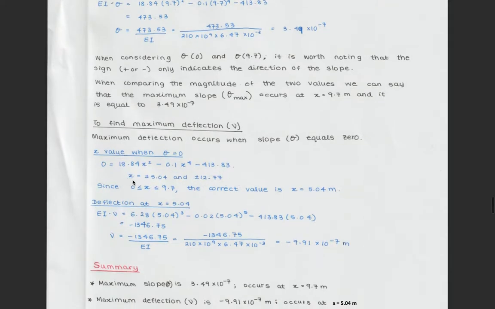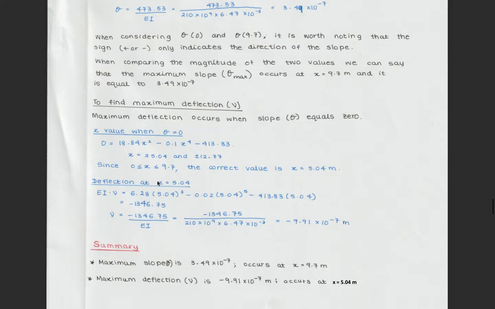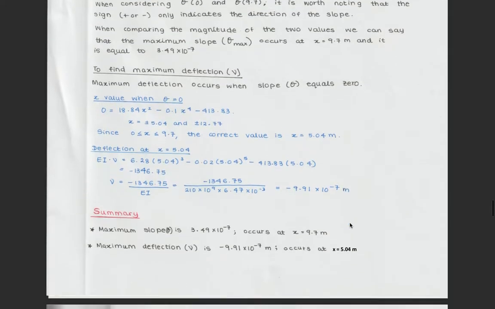Now we have to keep in mind that x is between 0 and 9.7, and so from those four values we've decided that the correct value is 5.04, as that's the only value that fits in this interval. Now to find the maximum deflection, we just substitute x equals 5.04 into our equation for deflection, and that gives the maximum deflection to be negative 9.91 times 10 to the negative 7 meters.